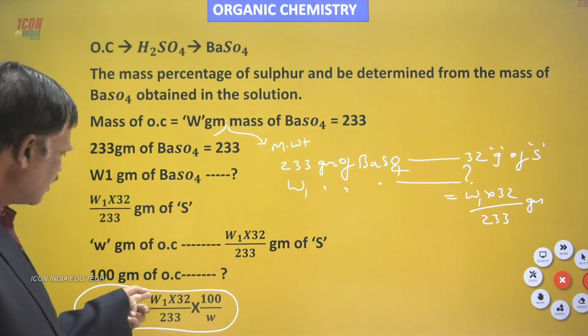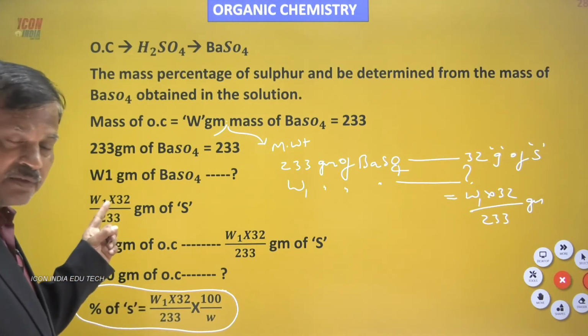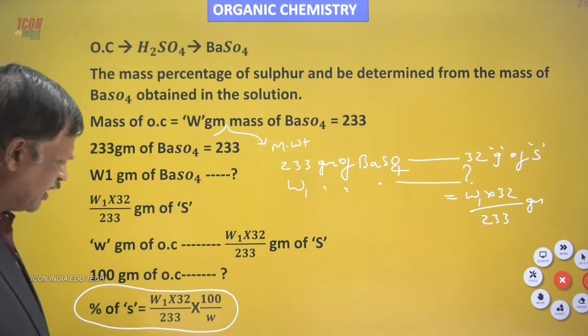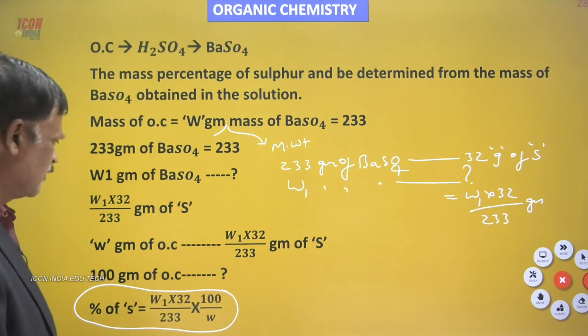Here what is W1? That is the mass of the barium sulfate obtained in the Carius method. W is the mass of organic compound.